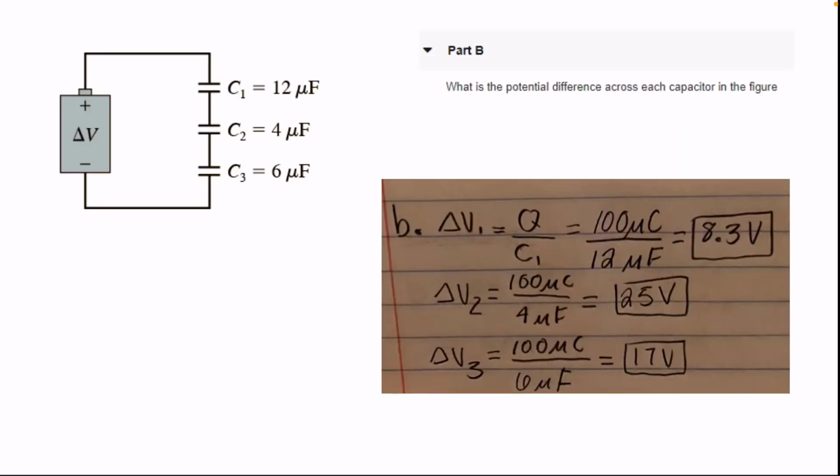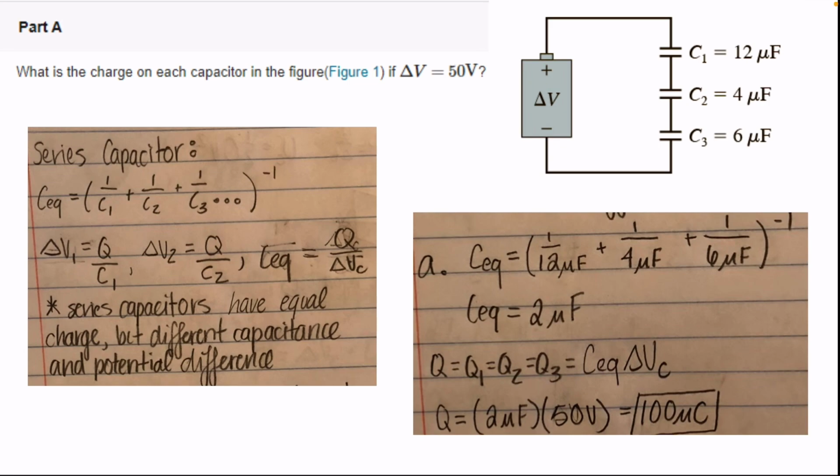So B is asking about the potential difference across each capacitor. So each of these are going to have different potential differences. And I'm just going to go back really quickly so we can look at the equations. You can see I've already showed that the equation to solve for this is change V1 equals Q over C1, and then change V2 equals Q over C2. And what all of that also means is that once we find all the potential differences, if we were to add those, it would give us back a total potential difference of 50 volts. So that's how these equations are connected.